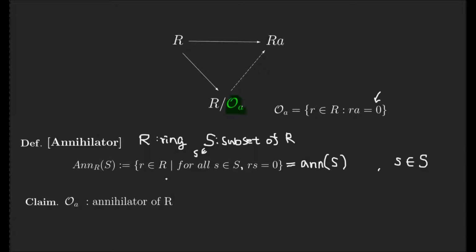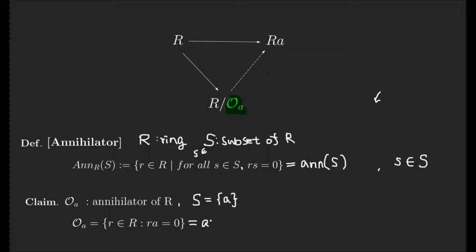When considering the definition of the annihilator, OA is clearly an annihilator. The reason is clear. In this case, R is the ring and S is just a fixed element, so S is a singleton set. Because the singleton set has one fixed element, just A, and by the definition, OA is the annihilator. So this can also be written Ann A, where A is a singleton set.